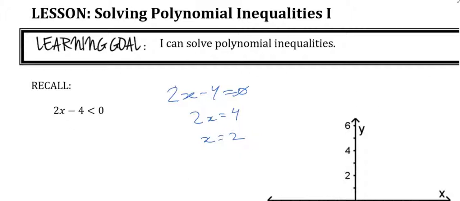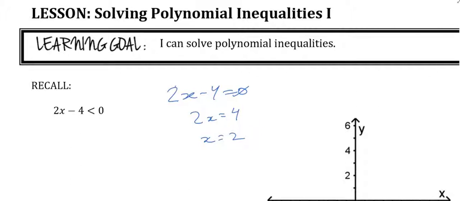So inequalities are different because it's not a single value that makes it true. So I'm going to start testing some values with this. Let's start with negative 10. Negative 10 times 2 is negative 20, minus 4 is negative 24. Is negative 24 less than 0? Yes. So I tried negative 10 for x and it worked. What about negative 9? That's negative 18 minus 4, that's negative 22. Is negative 22 less than 0? Yes, that also works.